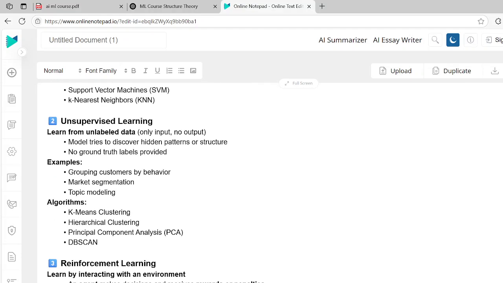Second, we have unsupervised learning, which learns from unlabeled data, only input, no output. The model tries to discover hidden patterns or structure, no ground truth labels provided. Alright, so there is no supervision here in regards to learning. The model basically learns from unlabeled data where it only has input and no output, hence why it is called unlabeled data. And basically that's how unsupervised learning works.